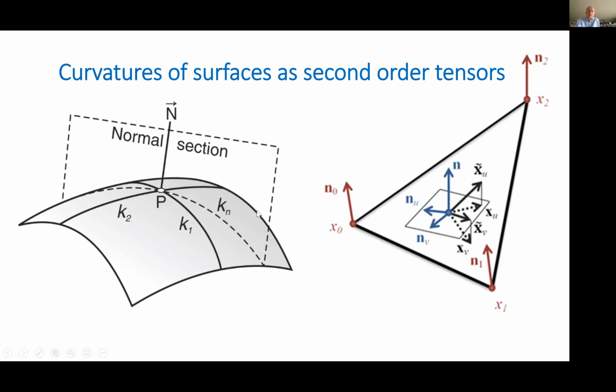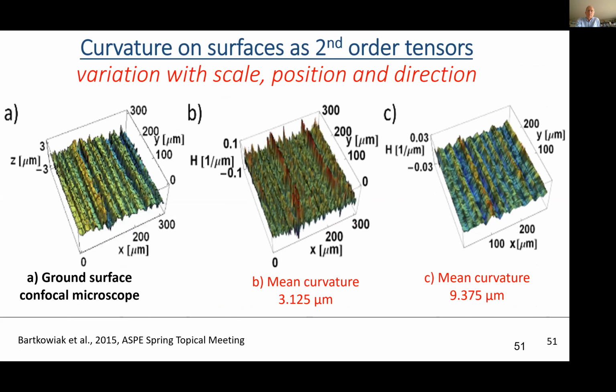So curvatures on surfaces are second order tensors, making them very interesting and I think a very powerful calculation technique. What we were looking at in Veluza's work on the fatigue was profiles, and here we're looking at actual surfaces. This was developed by Tom Bartkowiak, who was also visiting us while he worked on his doctorate. He's from Poznan University of Technology. So he's been developing and publishing on curvatures as second order tensors.